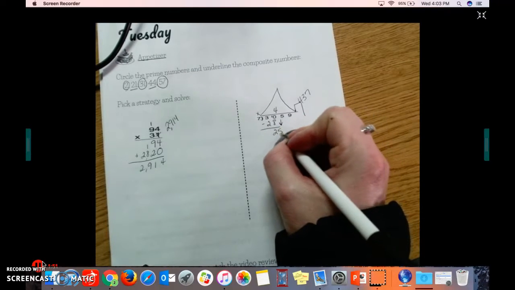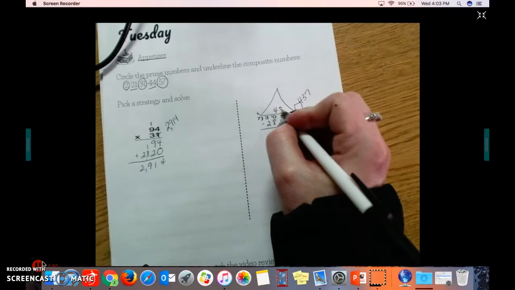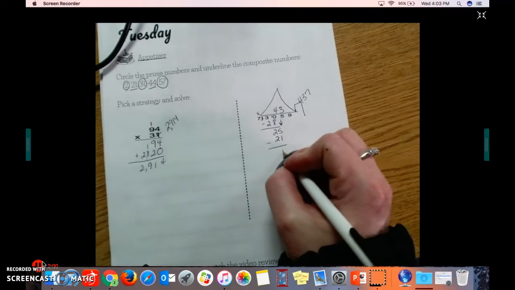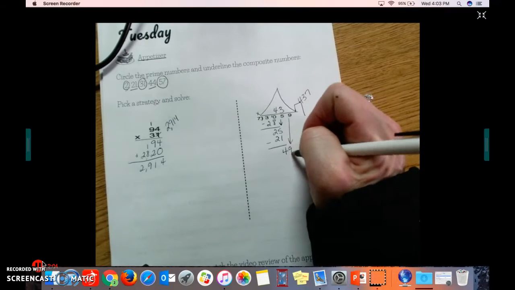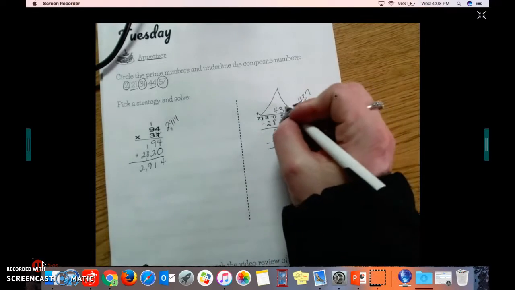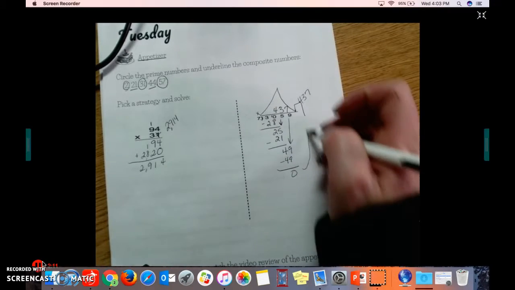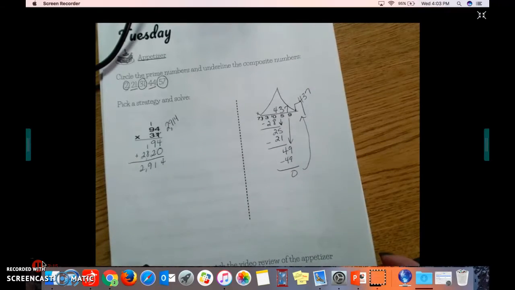Bring down my 5. 7 goes into 25 3 times. 3 times 7 is 21. 25 minus 21 is 4. I'm going to bring down my 9. And then 7 goes into 49 7 times. Finish this out, and I have nothing left, so I have no remainder. And I have nothing else to bring down, so my answer is 437.